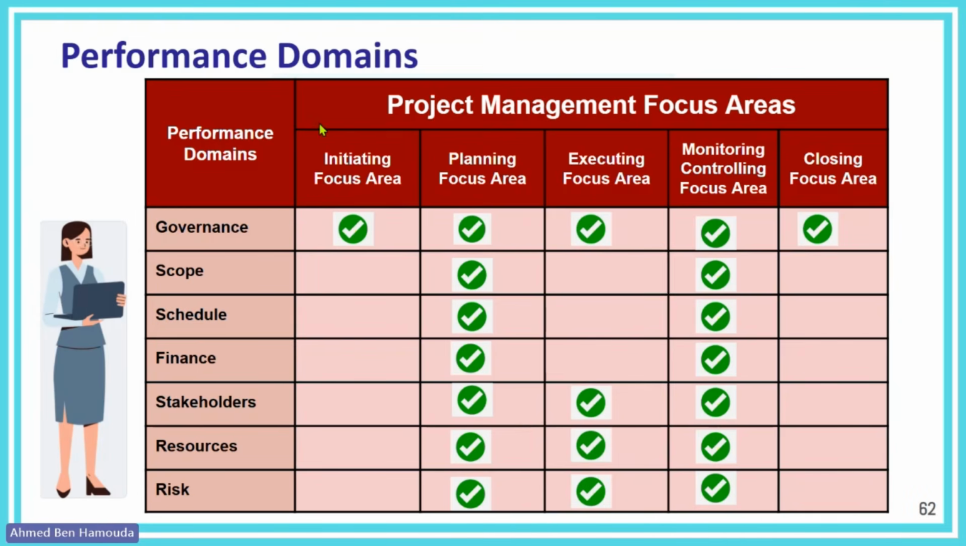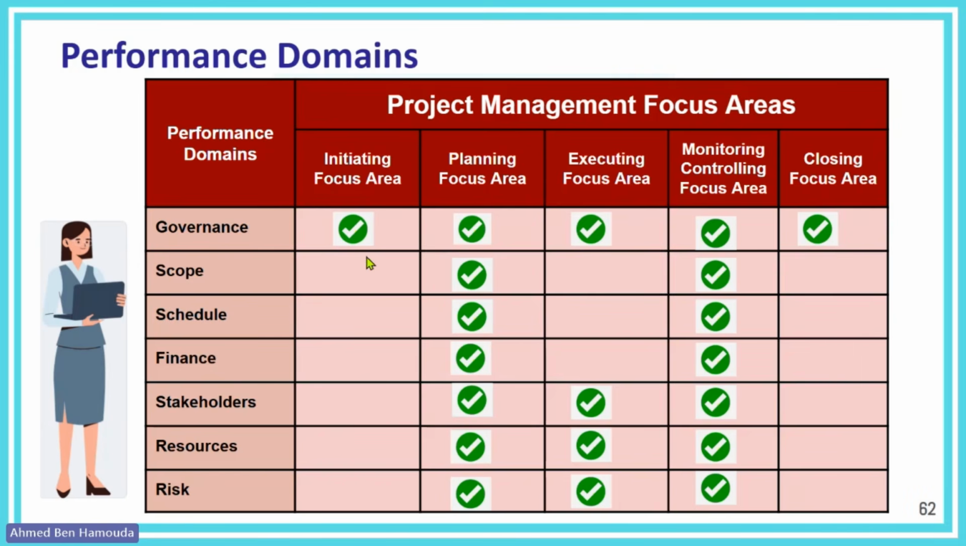In the project, there is an initiating focus area. So when initiating the project, what do we need to do? Planning focus area, executing focus area, monitoring and controlling focus area, and closing focus area. This table will help you remember, for each performance domain, where it has processes. There is actually another table where, instead of those tick marks, there are the names of the processes, but it's quite a big table. We wanted to have this one just to help you memorize.